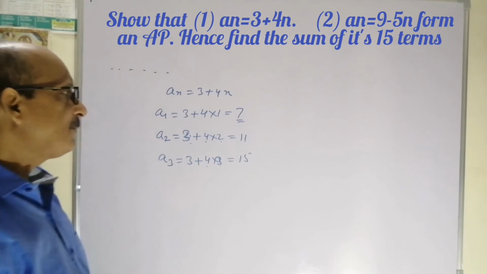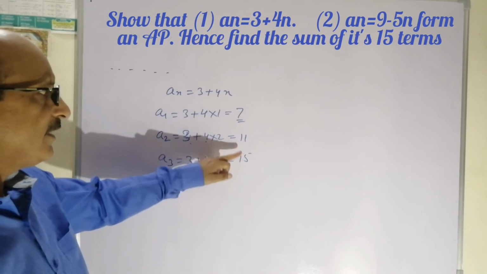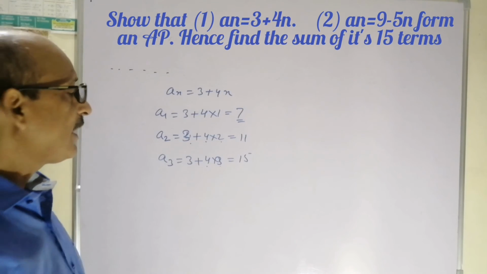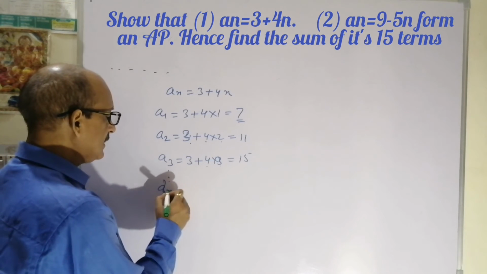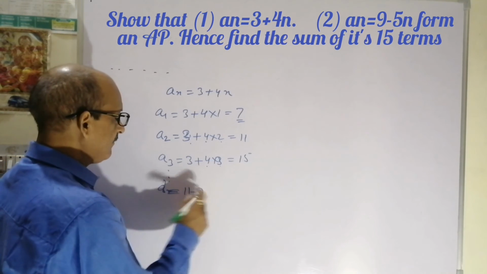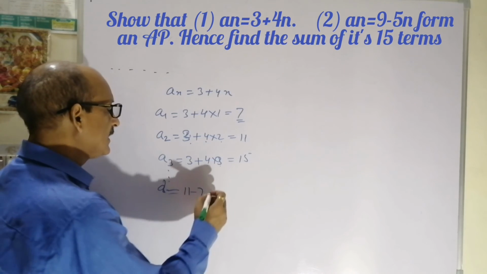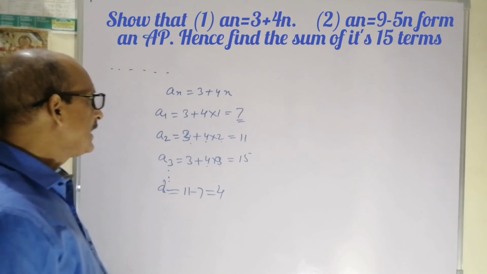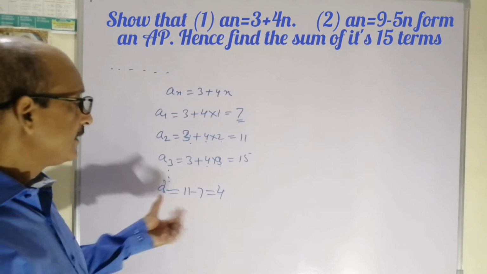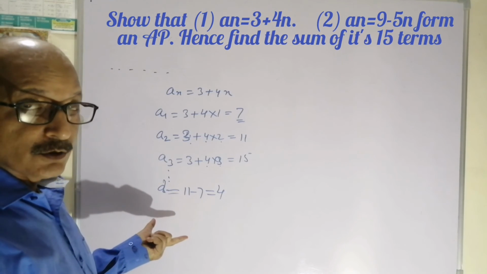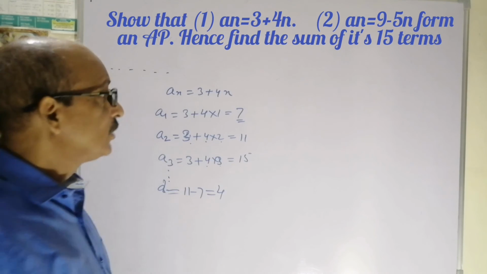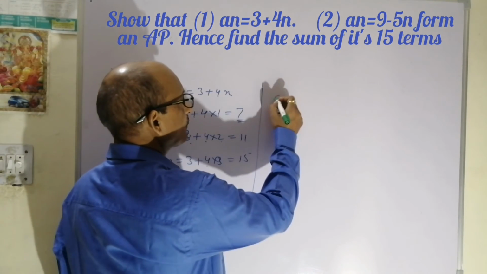So we can see here an AP is generated: 7, 11, 15. Everywhere the gap is the same. d is equal to 11 minus 7. It is an AP. That is 4. d is found. a1 means a, it is found. So we can get Sn also, but we have to find S15. So we'll take here S15.